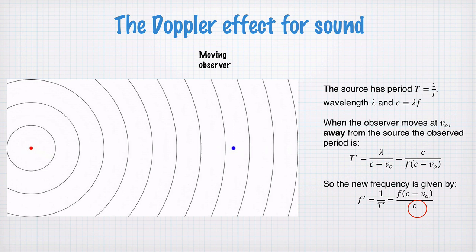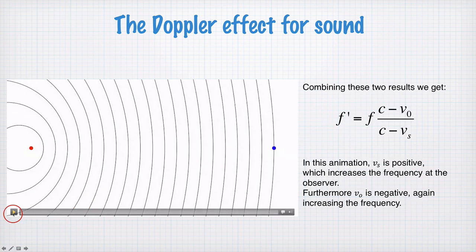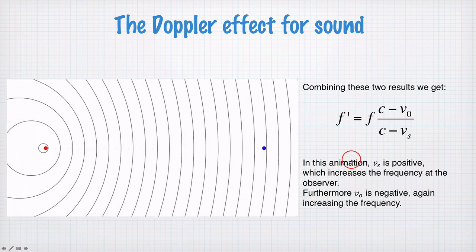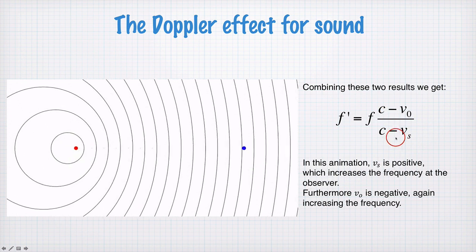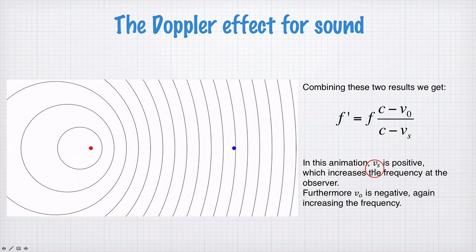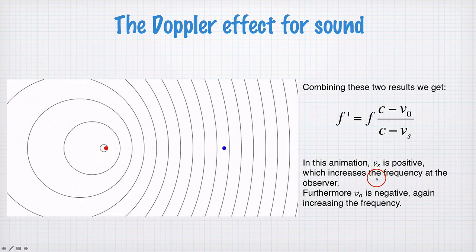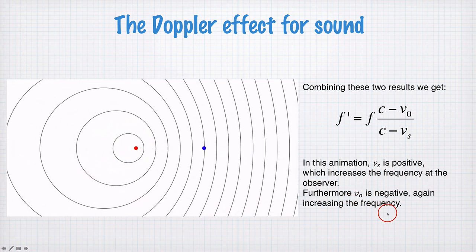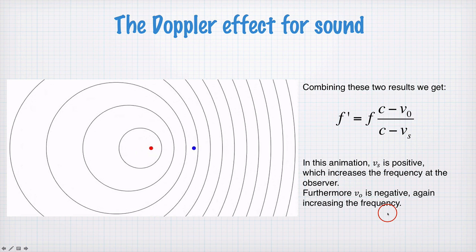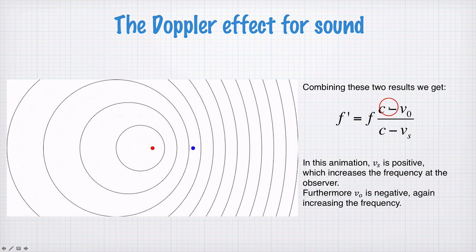We can combine these two results so that if we have now a moving source and a moving observer, then we have a new frequency given by this equation here. So we have moving observer and moving source. Now in this animation, Vs is positive, which increases the frequency at the observer, and Vo is negative, again increasing the frequency at the observer. So moving towards each other. So both these factors, top and bottom, cause an increase in the frequency.